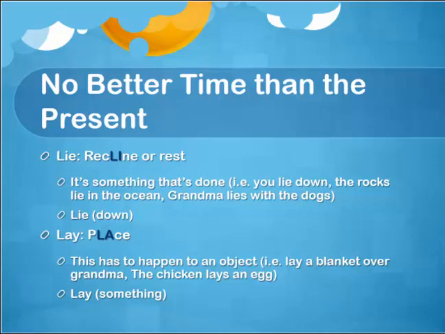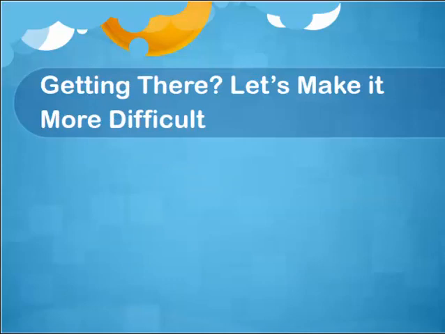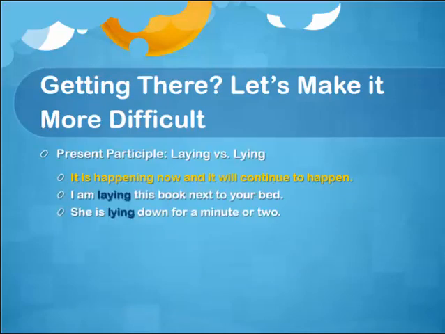That would be all fine and good, but now we need to make things a little bit more difficult. And here's how they get more difficult. We'll start by looking at the present participle. So if we look at the present participle, then we have laying versus lying. And again, they look really similar. We use the present participle when we're talking about something that is happening right now, and it will continue to happen. So I am laying this book next to your bed, or she is lying down for a minute or two. Again, lying still means reclining, and laying still means placing. It's just changing the way that verb unfolds for us.